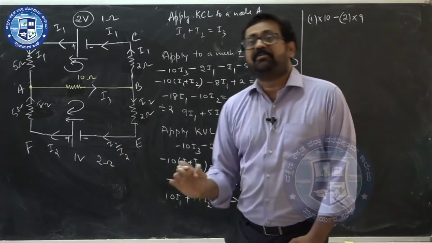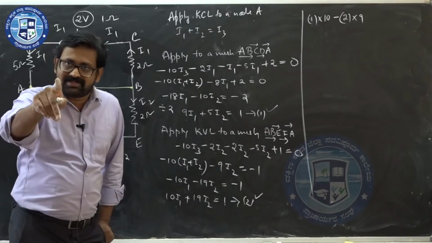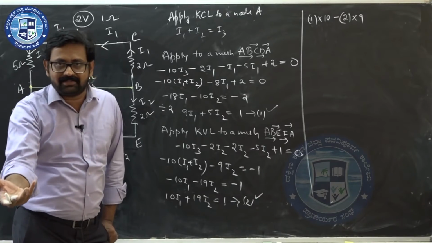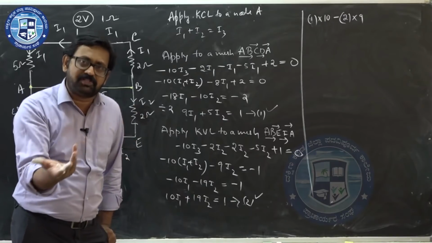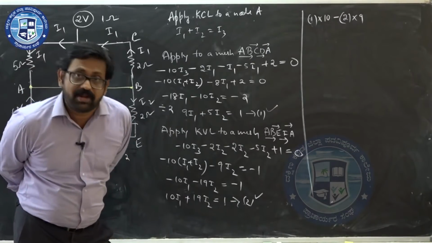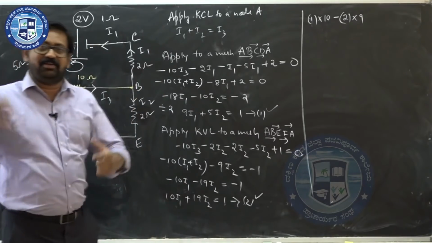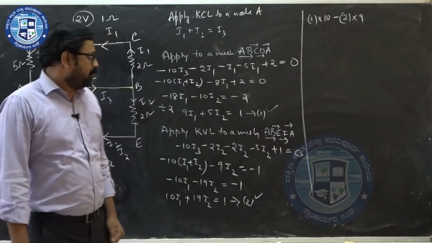My aim is to get rid of I1. Once you get rid of I1, only one unknown is left, I2. Then I will get the answer. Then substitute I2 back in one of the equations, either 1 or 2. You will get the answer for I1. Then substitute back in this. You will get the answer for I3. Then you can get the answer for the remaining questions in the problem.